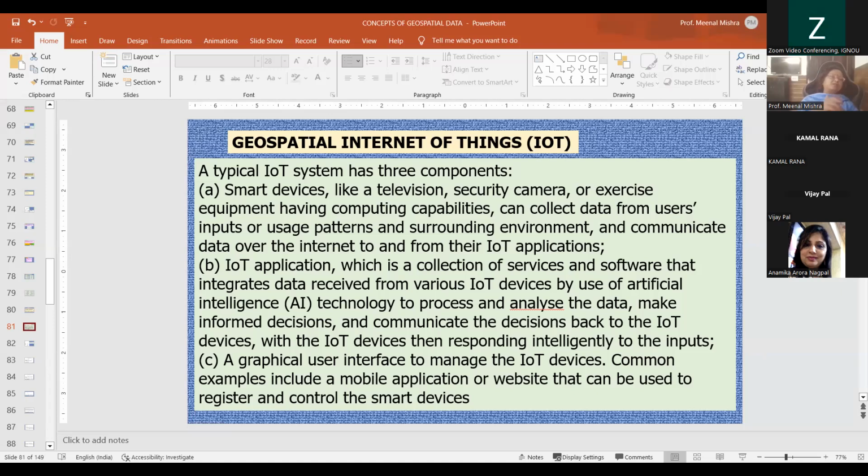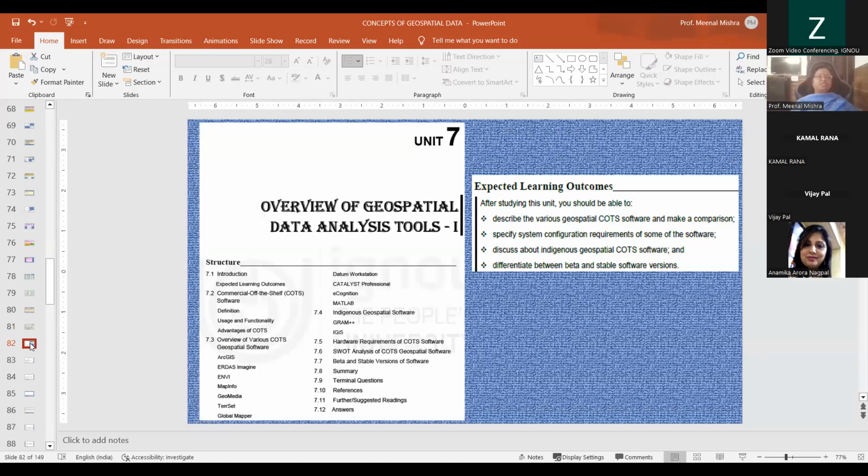Typically there are three components in IoT systems. Smart devices like television, security camera; then the IoT application, which is the collection of services and software that integrates data received from various IoT devices; and then a graphical user interface to manage IoT devices. So these are the three components. So this was all about Unit 6.